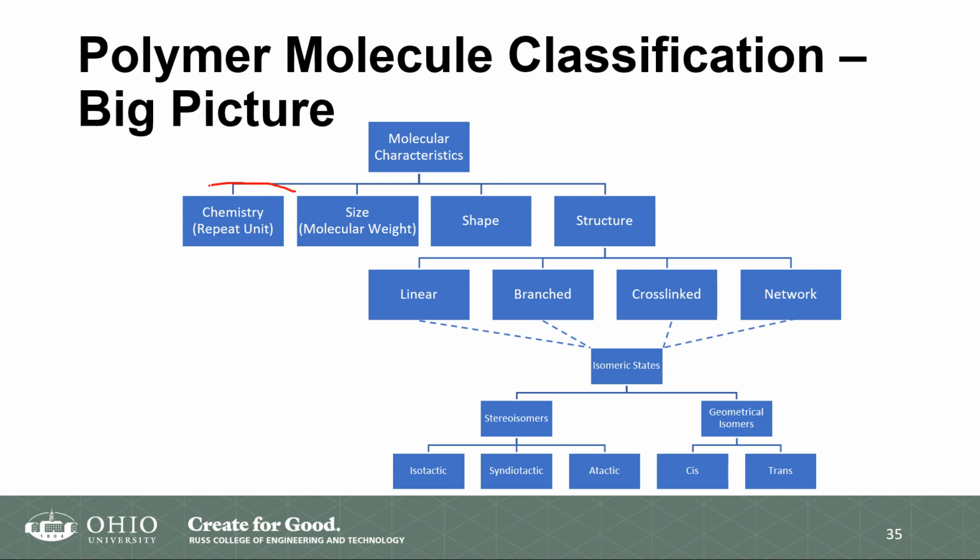So far we've done the differences in repeat units, of which you're supposed to know 5. And we've talked about the difference in size and molecular weight, where we've talked about things like your degree of polymerization, your number average molecular weight, as well as your weight average molecular weight.